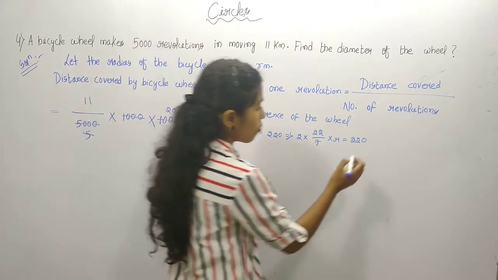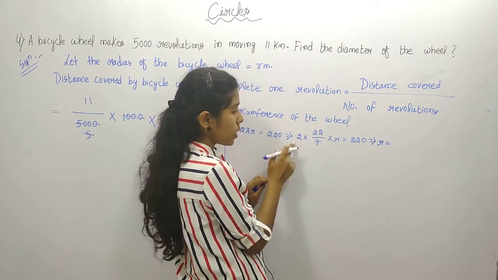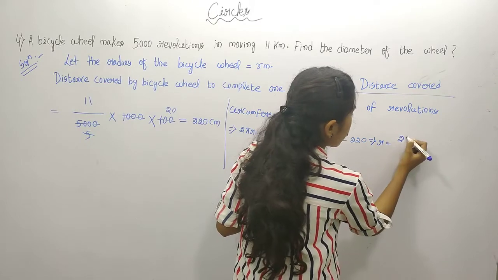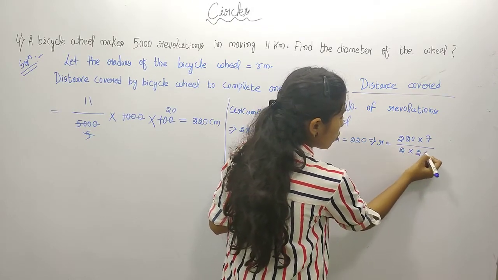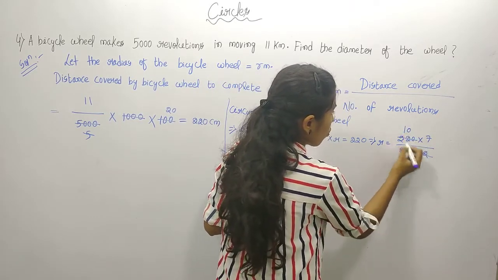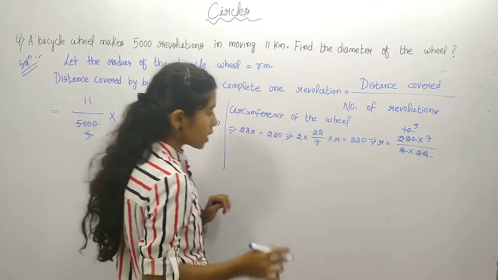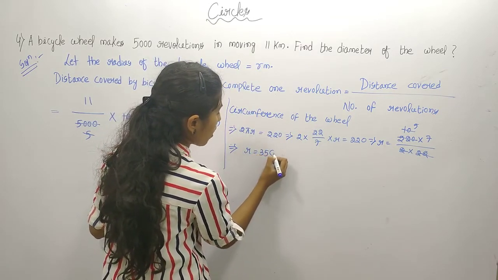Next, what will happen? You have to find r. 220 into 7 divided by 2 into 22. Okay. So 22 into 10, 2 into 5, 5 into 7 is 35. So that implies r equals 35 cm.